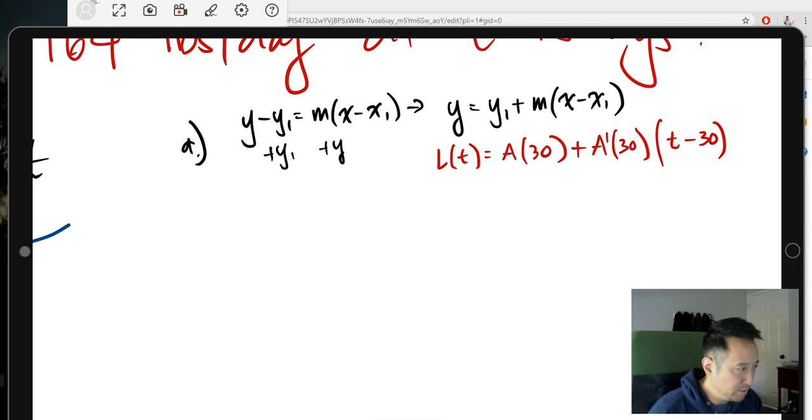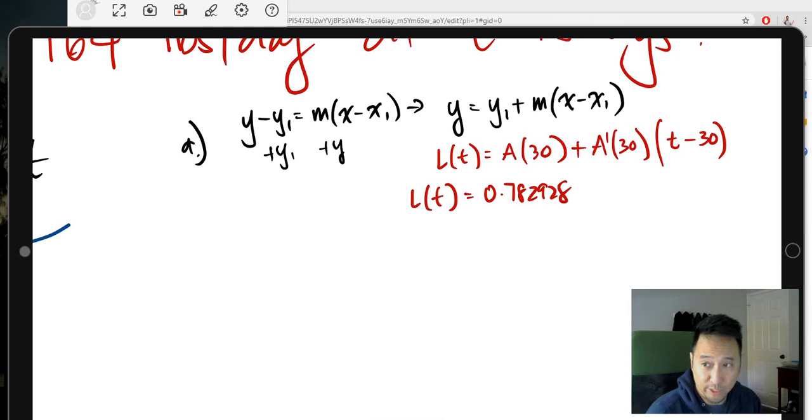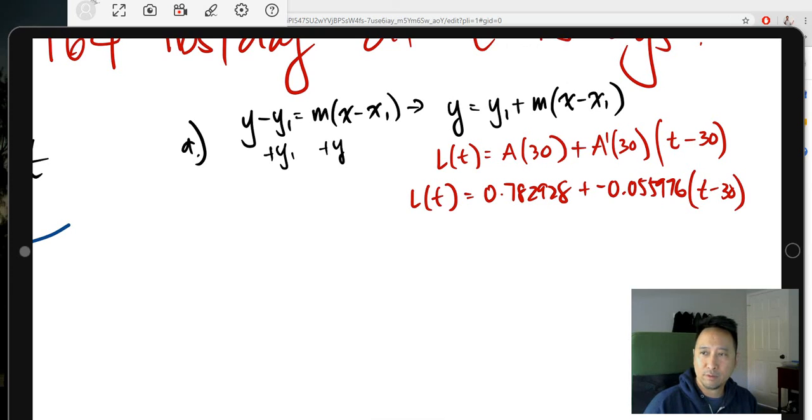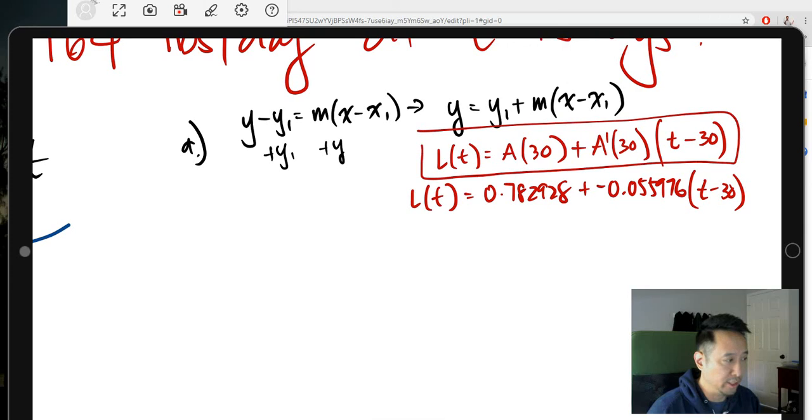And then you can find A prime of 30 and A of 30 in your calculator. A of 30, I believe, in the calculator is going to be 0.782928. You're going to use the storing feature in your calculator. And A prime of 30 is going to be negative 0.055976. Again, use the storing feature in the calculator. Okay, and I went a little bit ahead. This first part right here is your linear approximation. I believe you get the two points right there off the bat for that.